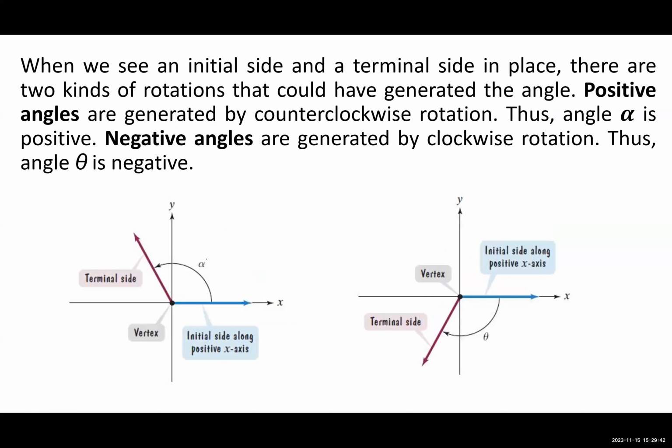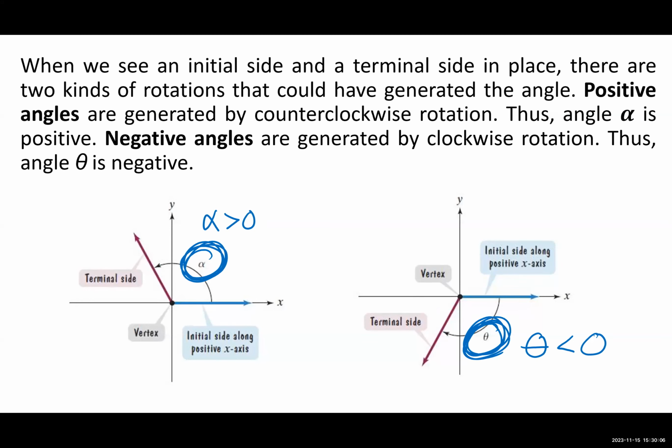All right, so this angle here, alpha, is positive. Alpha is bigger than 0. It's a rotation in the counterclockwise direction. Over here, theta is a negative angle, less than 0. It's a rotation in the negative direction.